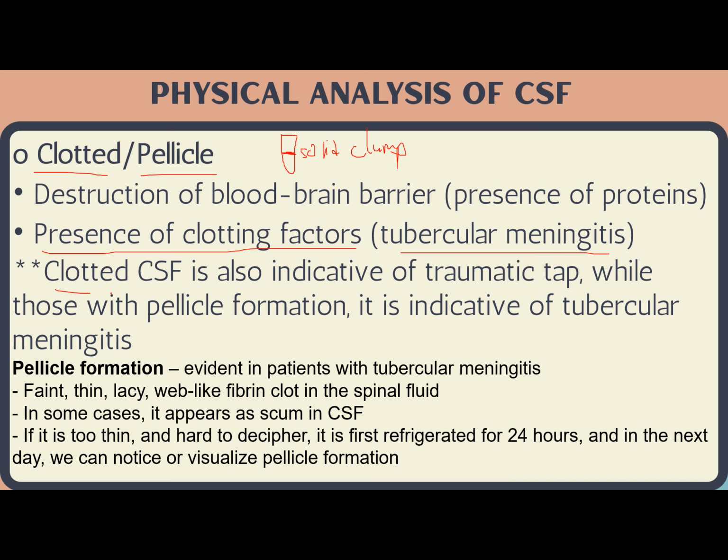Take note, class, that clotted CSF is also indicative of traumatic tap, while those with pellicle formation are indicative of tubercular meningitis. So, if you want to differentiate, class, whether the patient has a traumatic tap or tubercular meningitis: if the CSF is only clotted, it means that it's caused by traumatic tap. But if there's the presence of pellicle formation, it could indicate that the patient has tubercular meningitis.